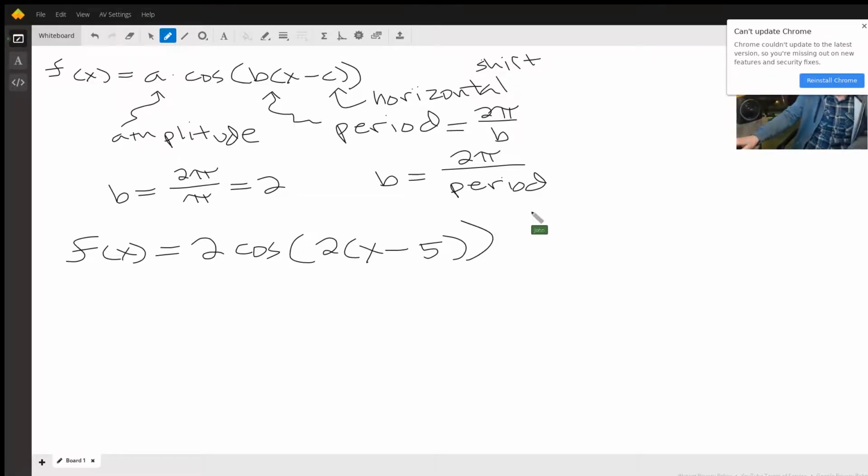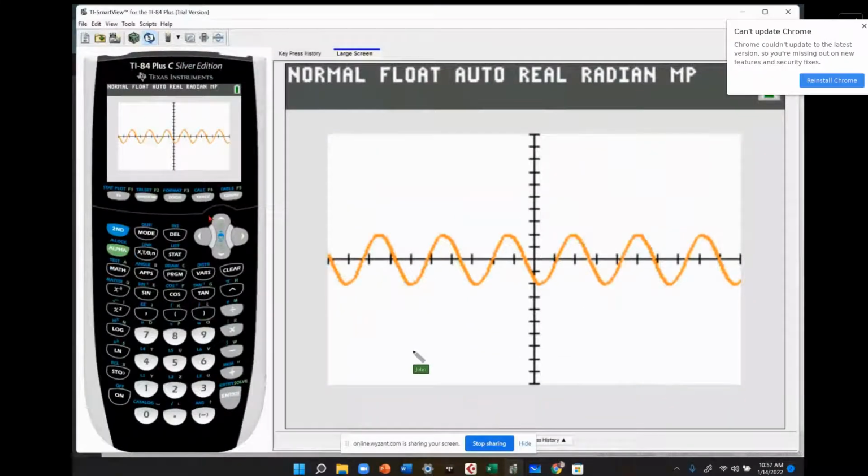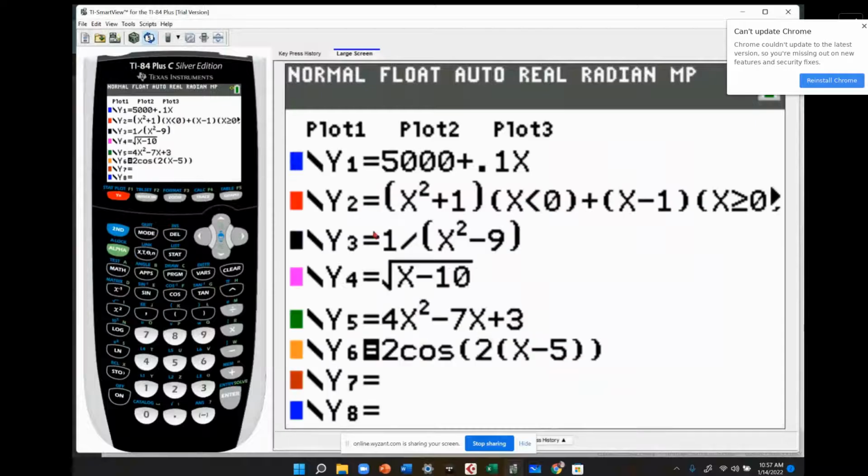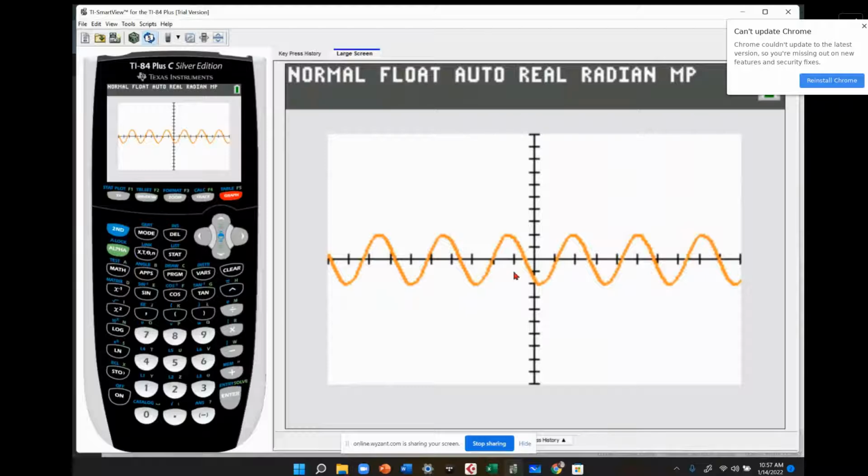Now, there's a way to check. I assume you can use a calculator on your test coming up, so here you go. Let's graph that thing. Here's a calculator. I ignore this other stuff, it's from my other classes. I just typed in 2 times cosine of 2 times x minus 5. When you go to the graph, that should look exactly right. So there's your cosine wave. It has an amplitude of 2, right? The amplitude is top to bottom.